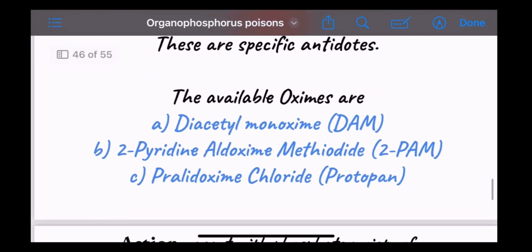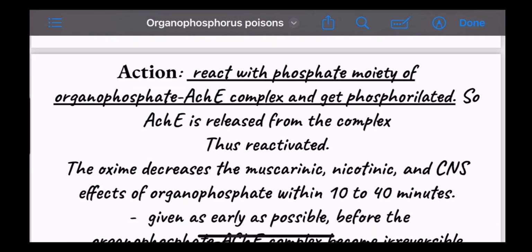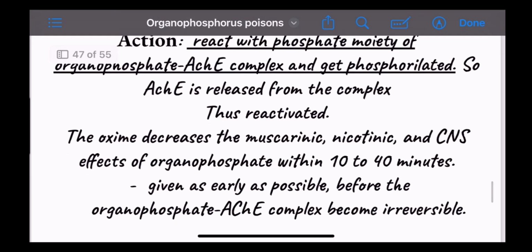These are some examples of oximes. If you want to remember, you can remember. Basically, what is its action? It reacts with the phosphate moiety of the organophosphate and acetylcholinesterase complex and gets phosphorylated. So the enzyme is released from the complex. Thus, reactivation of the acetylcholinesterase will occur.